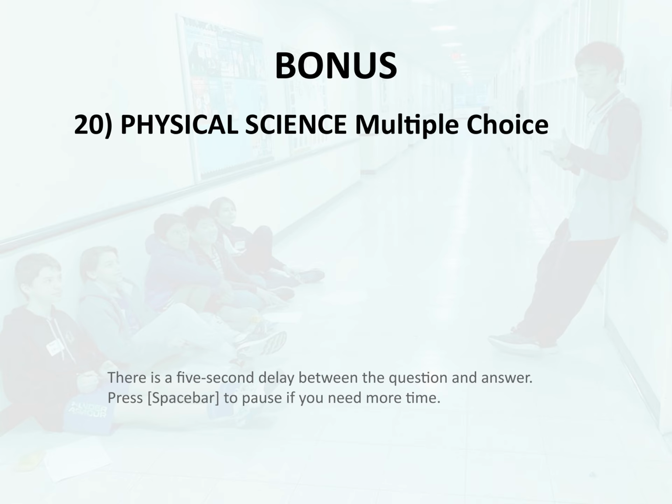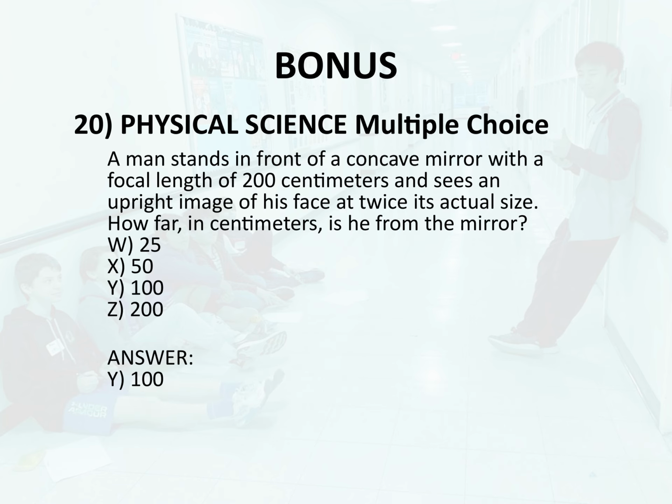Bonus 20. Physical science. Multiple choice. A man stands in front of a concave mirror with a focal length of 200 centimeters and sees an upright image of his face at twice its actual size. How far, in centimeters, is he from the mirror? W. 25. X. 50. Y. 100. Z. 200. Answer: Y. 100.